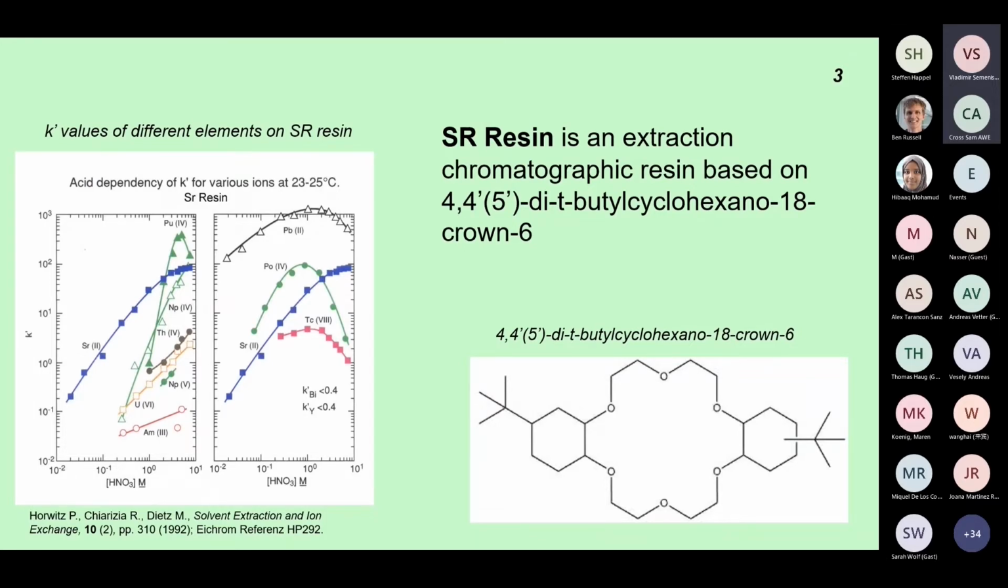And then last year we decided to make some experiments on polonium absorption, and we decided to make a polonium generator using this concentrate. We have chosen the strontium resin, which is very selective for strontium and even more selective for lead. And here you can see the selectivity of this resin. Okay, the next slide, please.